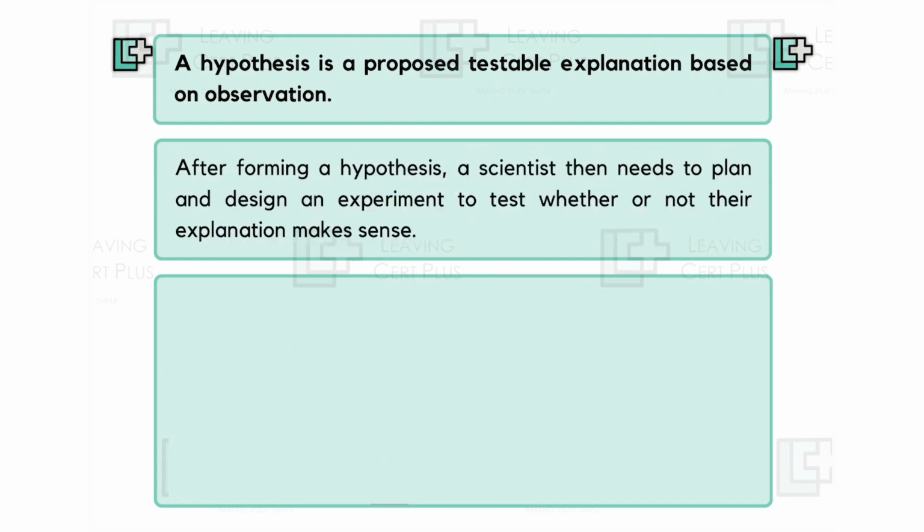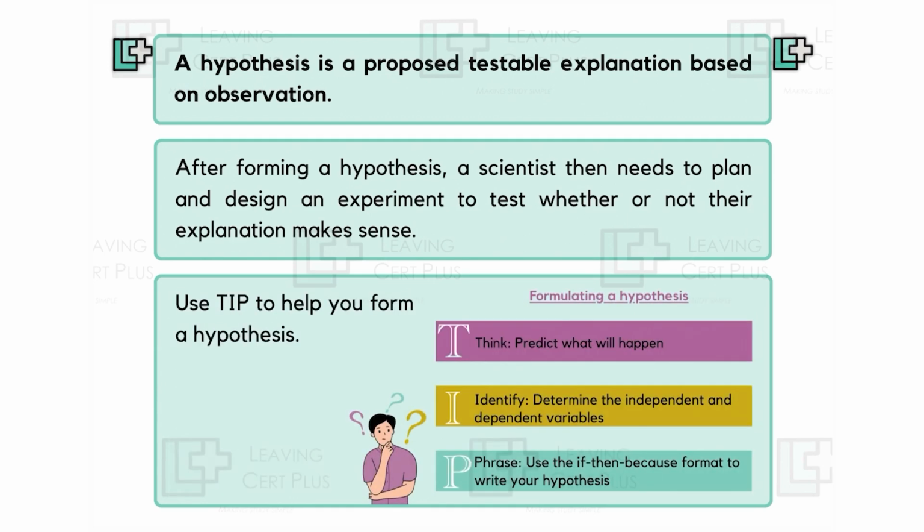Okay, and after forming the hypothesis, a scientist then needs to plan and design an experiment to test whether or not their explanation actually makes sense. And the way to try and form a hypothesis, think tip. So think, predict what will happen, identify, determine the independent and dependent variables, and phrase it by using the if, then, because format. So if, then, because, and you're using the variables in that if, then, because to really help you form your hypothesis. And this is what we're going to actually try in the coming lessons to make sure we understand how the hypothesis works.